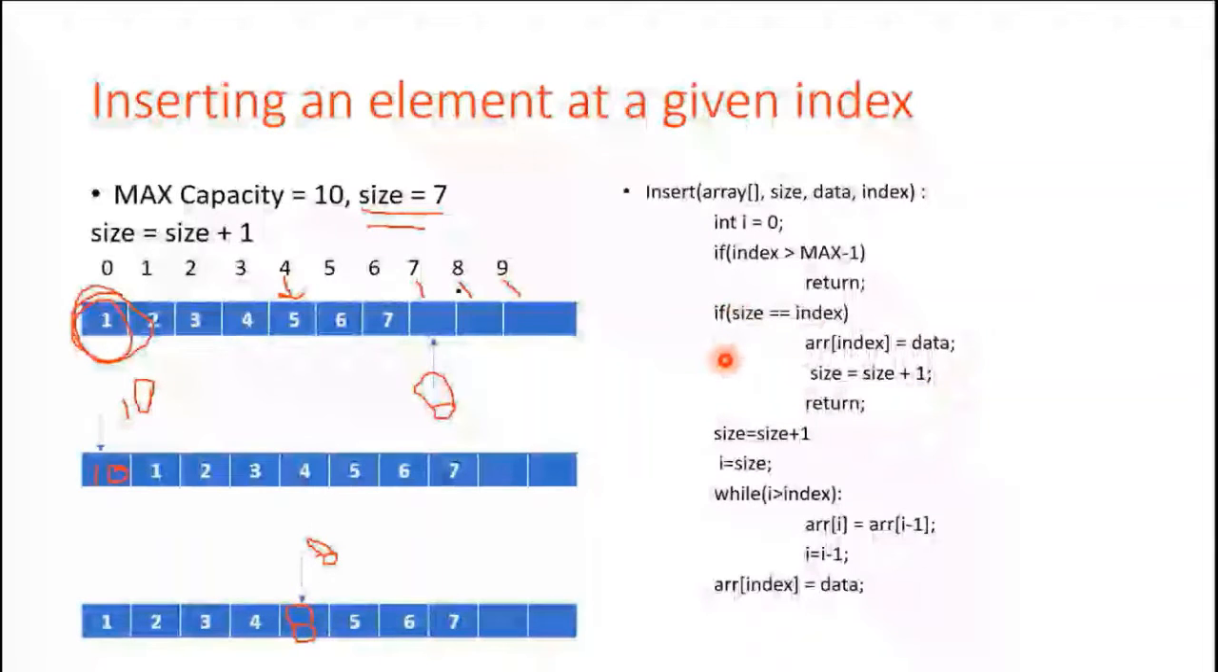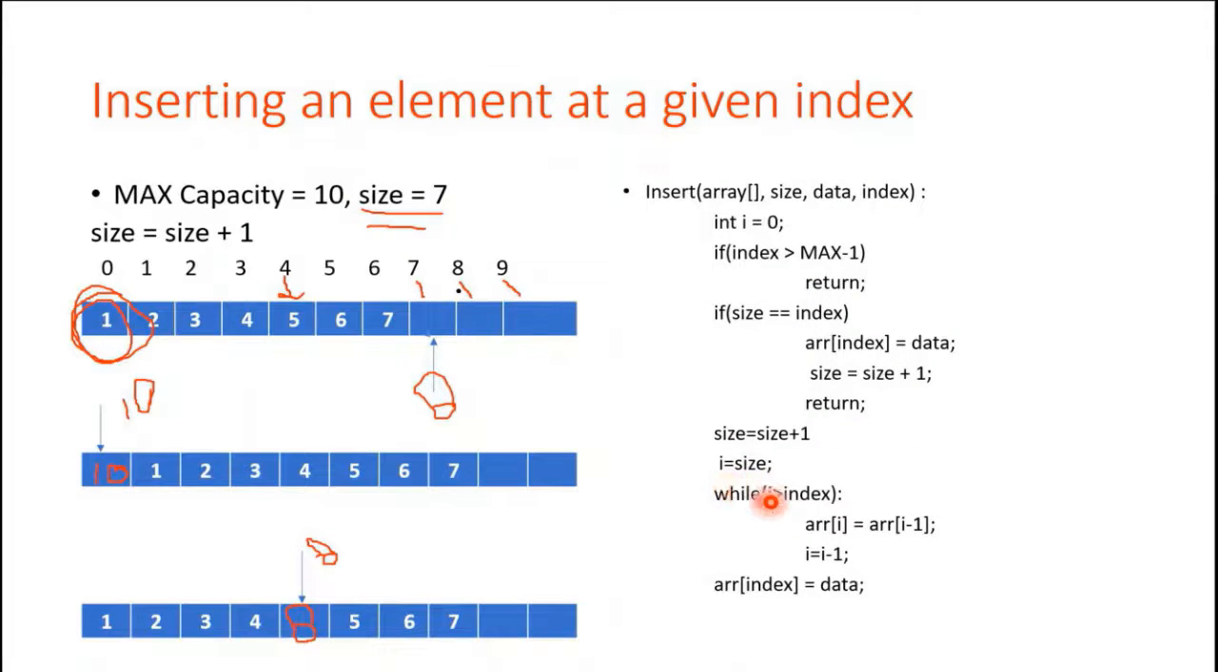If this condition is false, we handle the other cases. The code for the second and third cases is the same. We do shifting: we shift the elements to the right. First of all, we increment the size and assign the size to i, meaning i equals size.